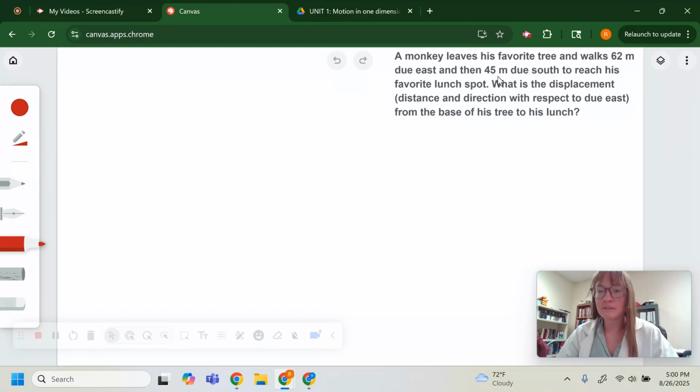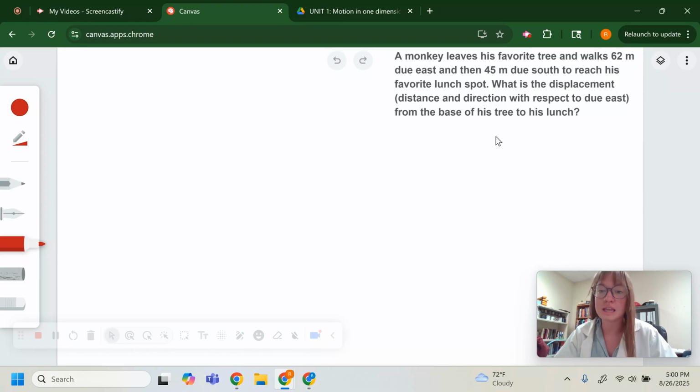A monkey leaves his favorite tree and he walks 62 miles due east and then 40. Oh, whoa, did I say miles? That would be a very long journey for a monkey. Okay, he walks 62 meters due east and then 45 meters due south to reach his favorite lunch spot. What is the displacement, both distance and the direction, with respect to due east from the base of his tree to his lunch?